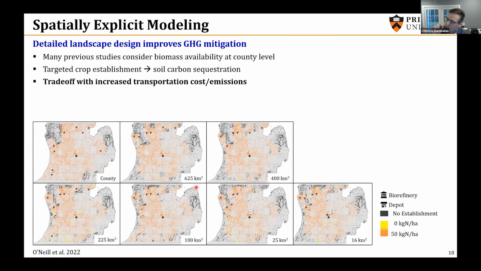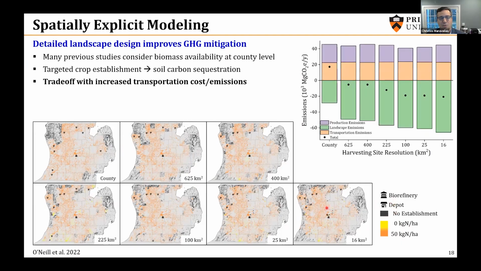As the granularity increases, we start getting more information. We pick some fields that maybe do not need irrigation. So from the county level, we start having different decisions, definitely fewer depots. And at the end, when we have very granular decisions, we have very few depots. Now, why is this important? This is the emissions of the systems designed using different granularity, and we can see that the production emissions in the biorefinery and the transportation decisions do not change very much. But the benefit from soil sequestration increases significantly as the granularity increases.